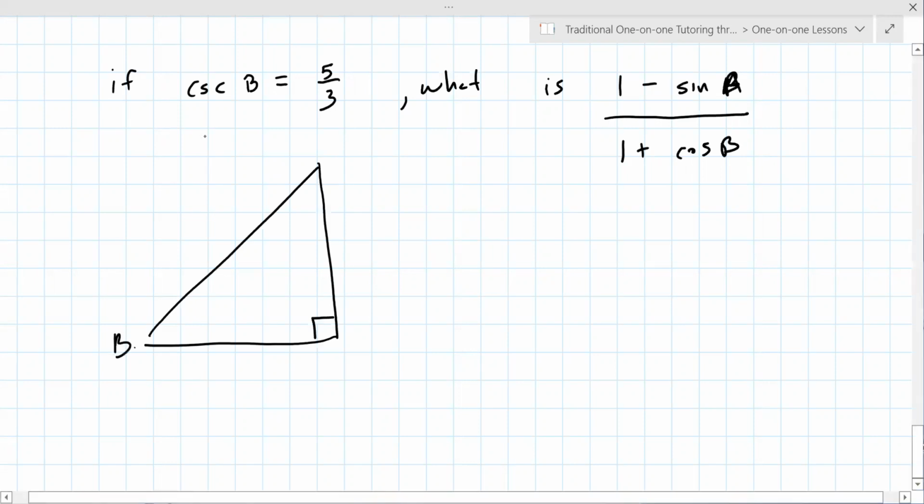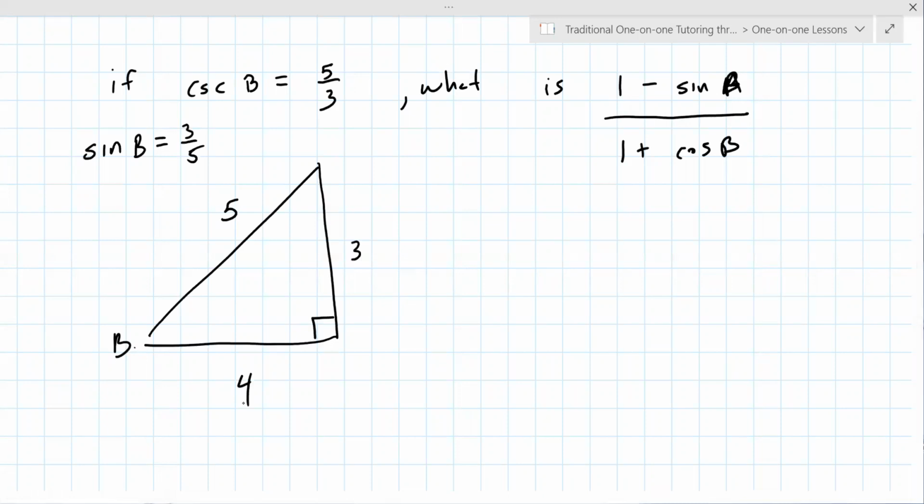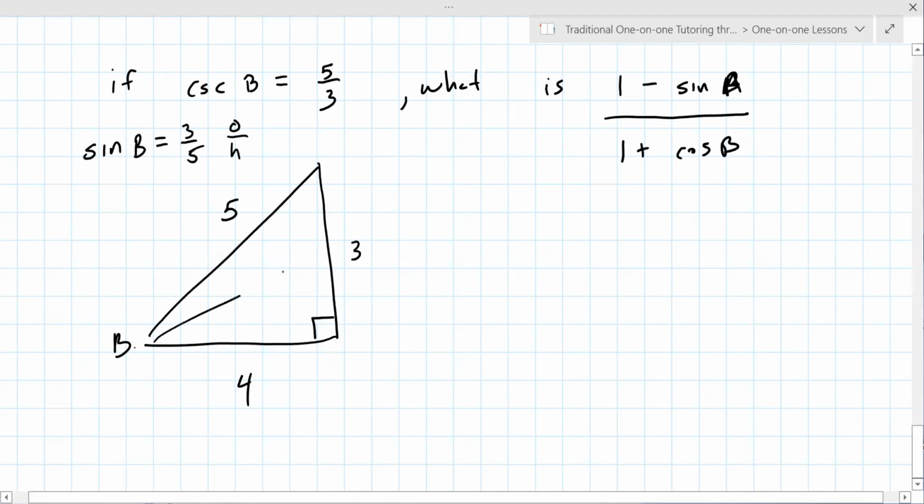The bottom here. Okay. So cosecant is the reciprocal of sine. So sine B is 3/5, and that's 3 over 5, and then a 4 down here. Is that what you got? I had the 3 and 4 flipped. Okay, so you got to be careful there. Sine is opposite over hypotenuse. 3 is obviously opposite. 4 is the adjacent.